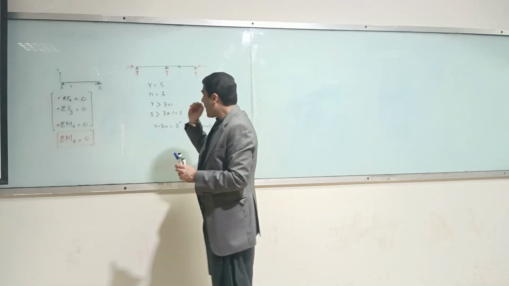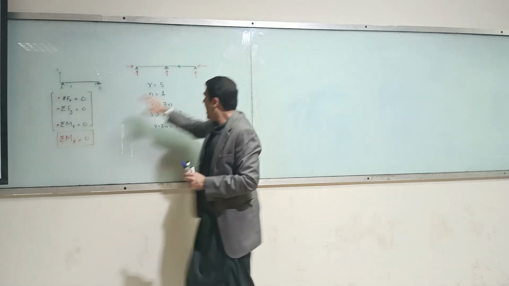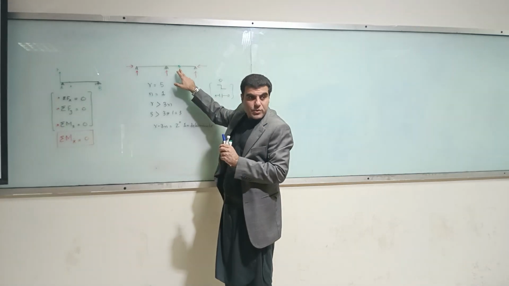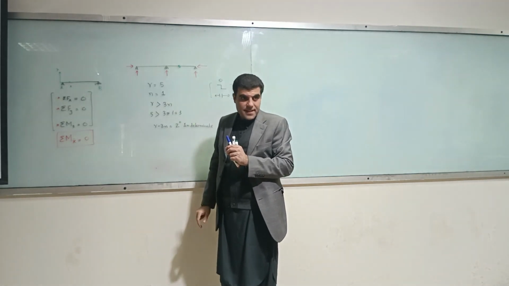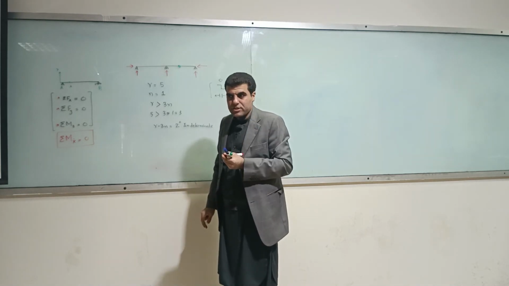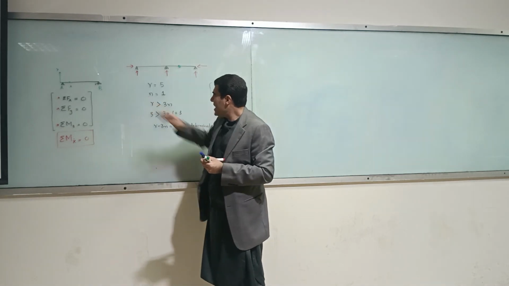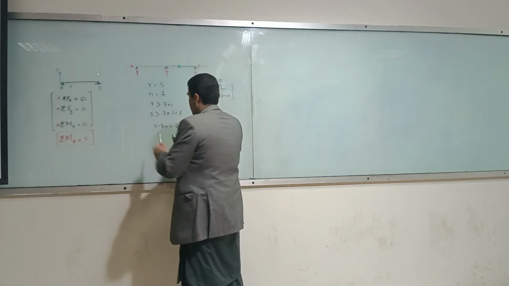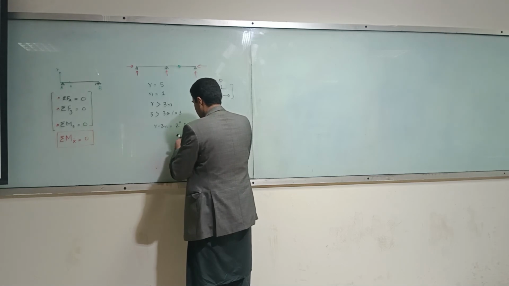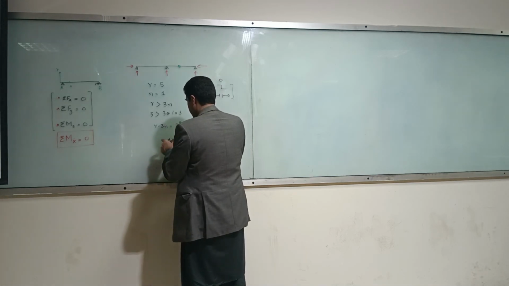But in addition to that, you have another equation, which is summation of moment at this point must be equal to 0. Isn't it? That's one additional equation. So with that, what will be your R in this case? Let me write it in green.